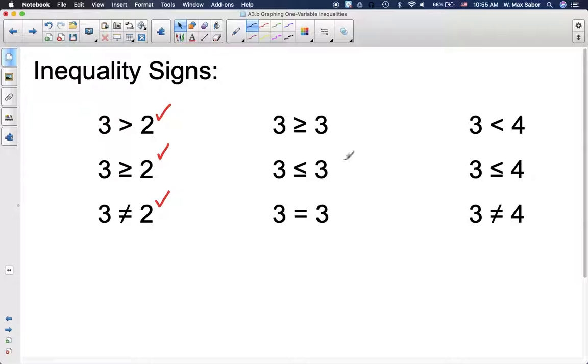3 is greater than or equal to 3. 3 is less than or equal to 3. And 3 equals 3. These are all true statements. Now, you're usually going to just see this one, but that bottom line means or equal to. So 3 is less than or equal to 3, and 3 is also greater than or equal to 3. That's what the or equal to sign means. It means that it's greater than or it's equal to.